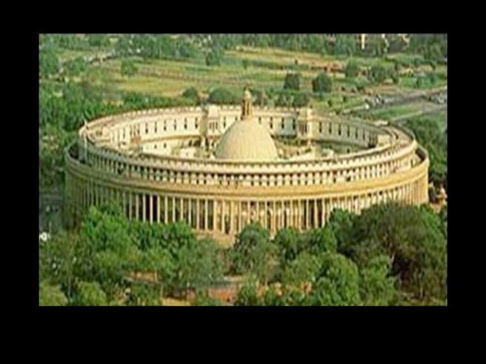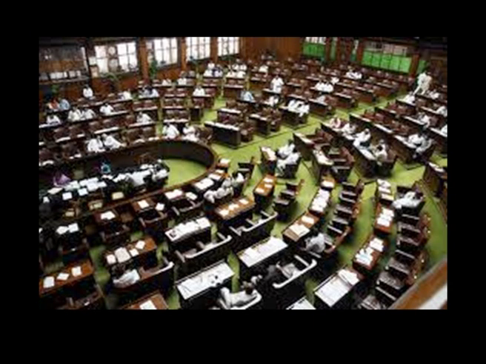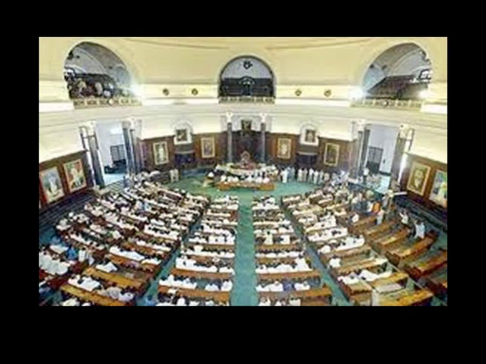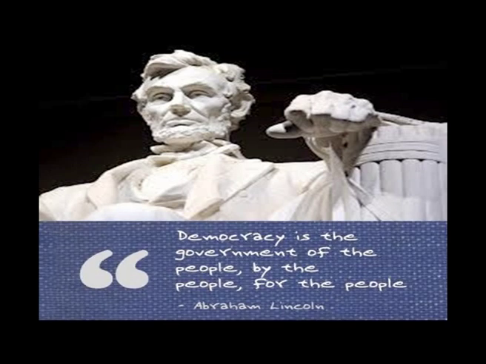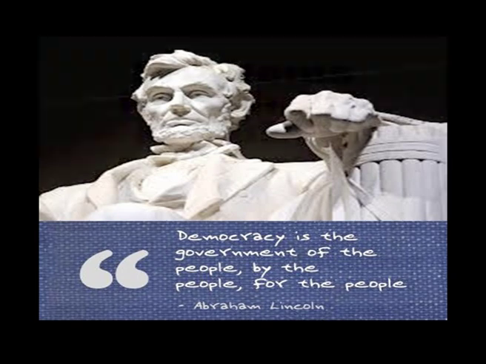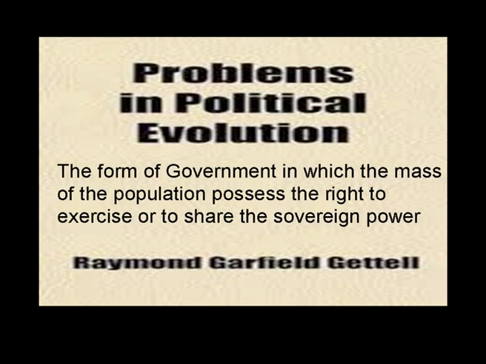The effectiveness of democracy depends on an enlightened electorate, and the people must be politically conscious and active in the democratic process. The definition of democracy: Abraham Lincoln has said that democracy is a government of the people, by the people and for the people. Gettel defines democracy as that form of government in which the mass of the population possess the right to exercise or to share the sovereign power.